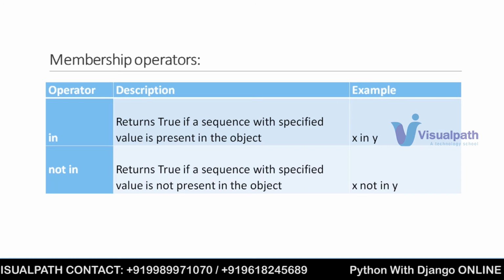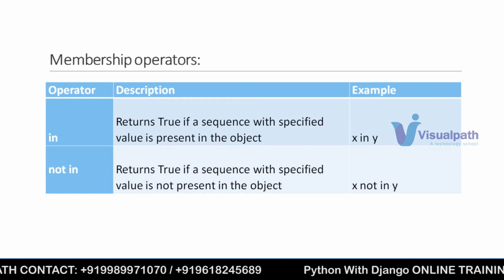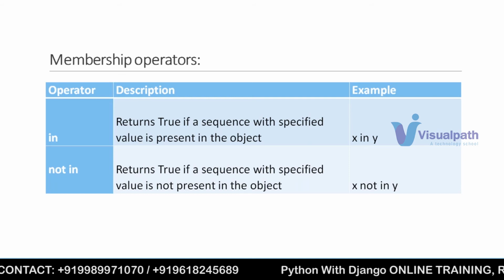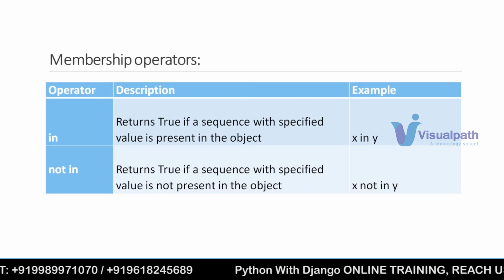In and not in. Don't get confused between membership operators and identity operators. Identity means address: is, is not. Membership: in, not in.